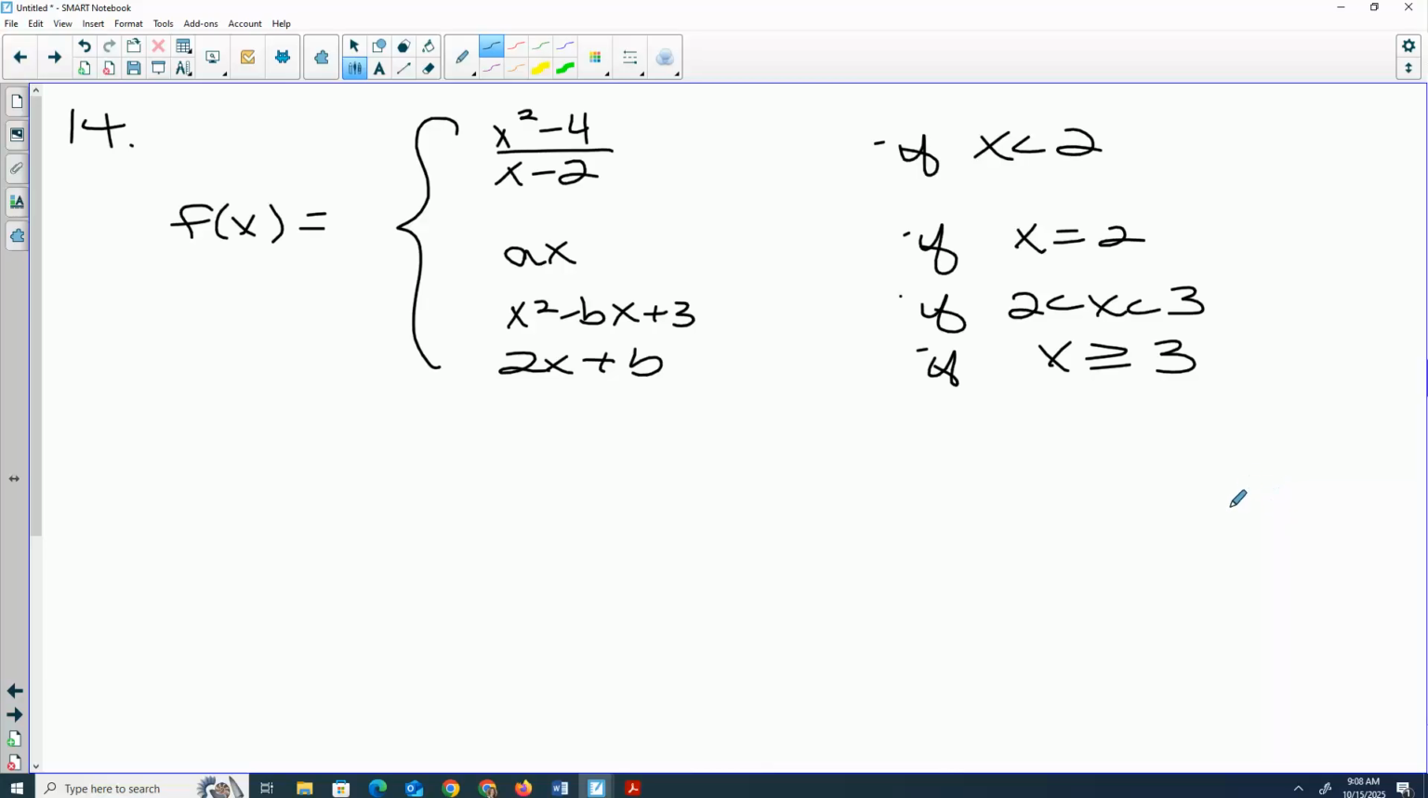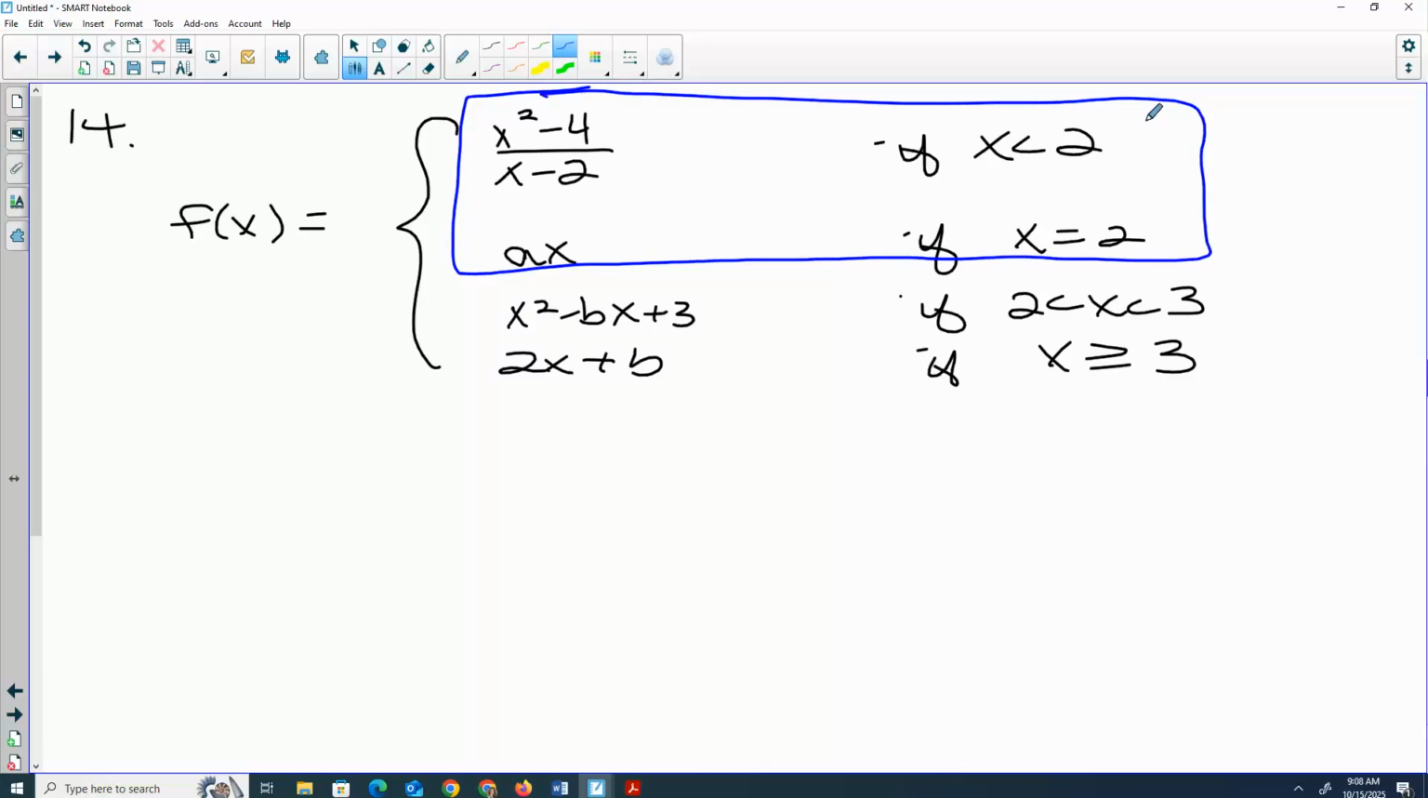If it's continuous, all of these pieces have to match up when you draw the graph. So what we really need to look at are these breaking points. For instance, if I focus on these first two pieces, those pieces connect when x is 2. So I have to get the same thing when I plug 2 into both of them. Now the first one, can I plug a 2 into that?